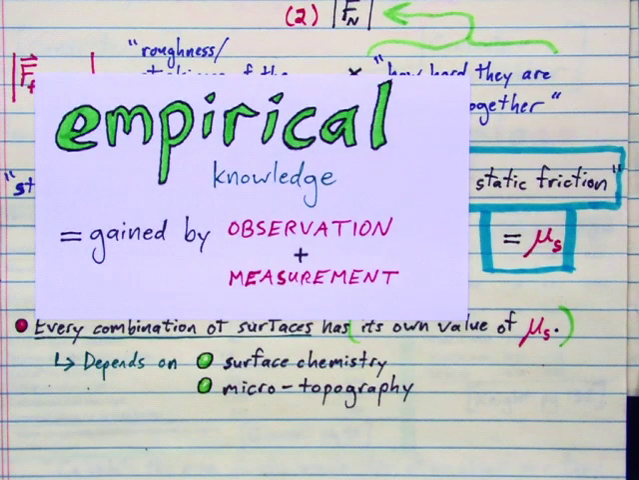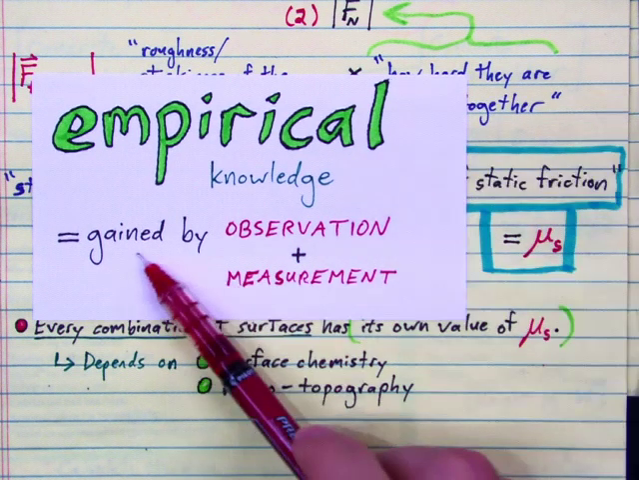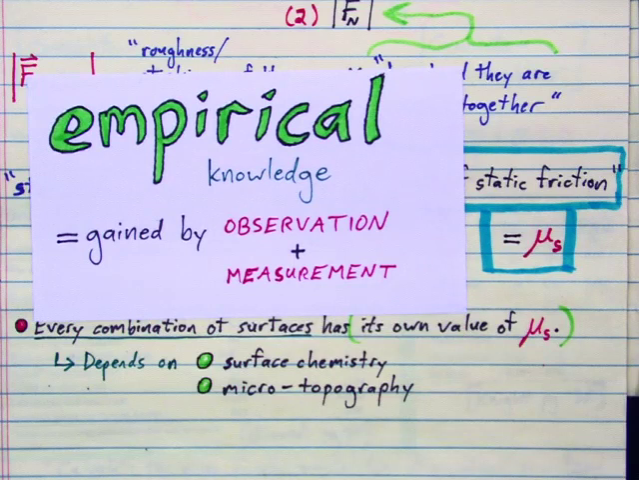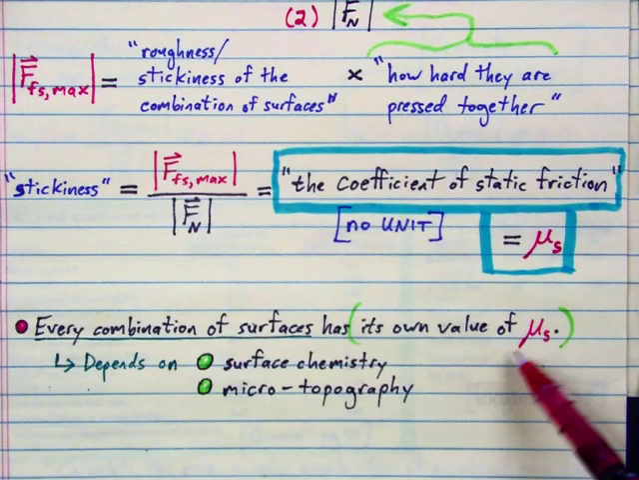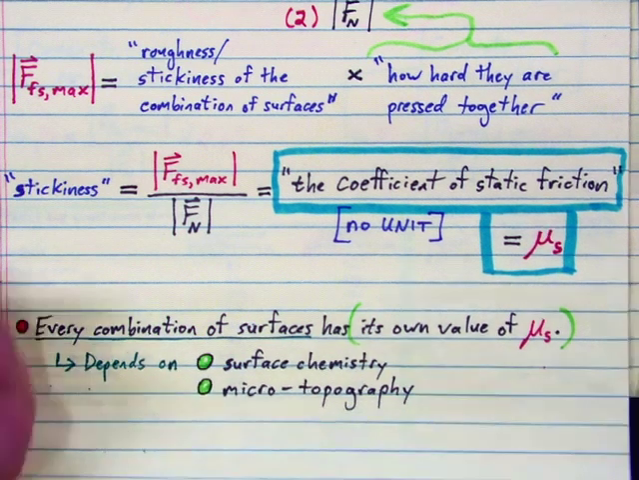Empirical, it's my favorite word. Empiricism is what makes science science. Empirical knowledge is knowledge that's gained through observation and measurement. So someone has to actually measure mu_s, and such an experiment might actually look like this.